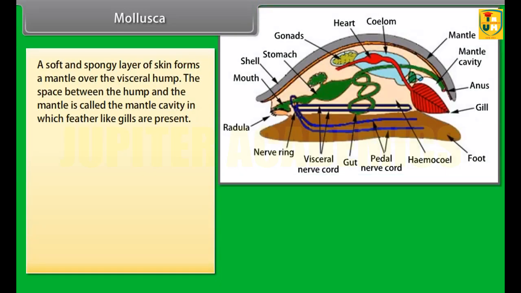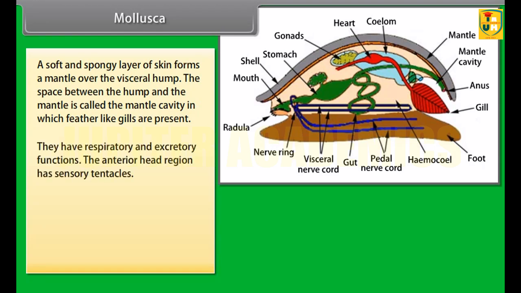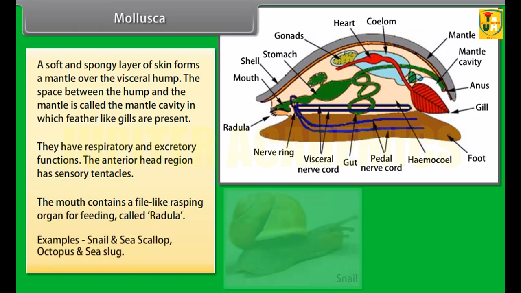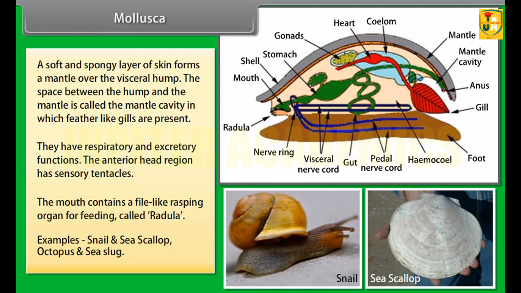A soft and spongy layer of skin forms a mantle over the visceral hump. The space between the hump and the mantle is called the mantle cavity, in which feather-like gills are present. They have respiratory and excretory functions. The anterior head region has sensory tentacles. The mouth contains a file-like rasping organ for feeding called radula. Examples: snail, sea scallop, octopus and sea slug.